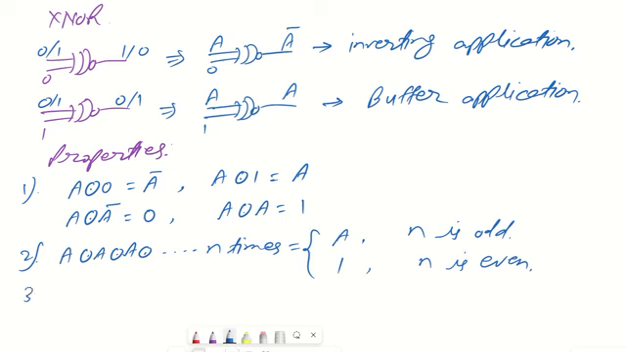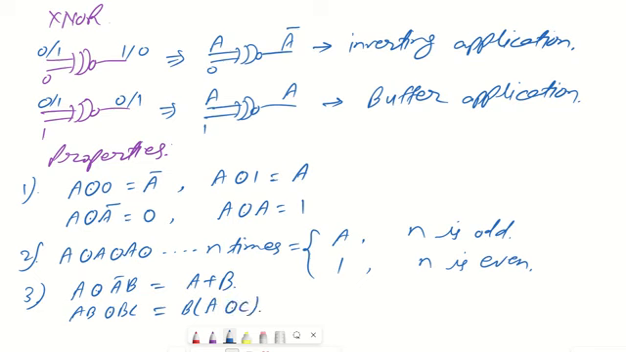Another property is, if A XNOR A bar B, just like we did for the XOR gate, it will become A plus B. And AB XNOR BC gives me, the same way, B common, so B into A XNOR C, understood. And another one, A bar B XNOR A B bar, is the same as for the XOR gate, A XNOR B. So these are the three properties that are there for the XNOR gate.